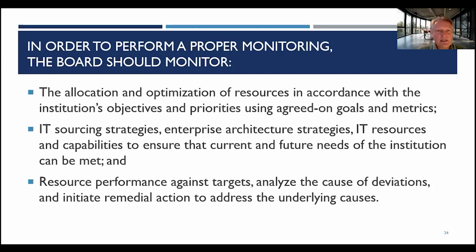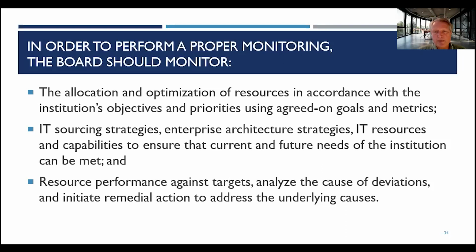So now we have set the direction, we need to monitor the allocation and optimization of resources in accordance with the institution objective priorities using agreed upon goals and metrics. So did we have enough resource to do business as usual and to do also the projects? We did not. Okay, so then we didn't reach our goals. So we need to think about this. Do we need more resources? Do we need to outsource more? Or temporary workers?